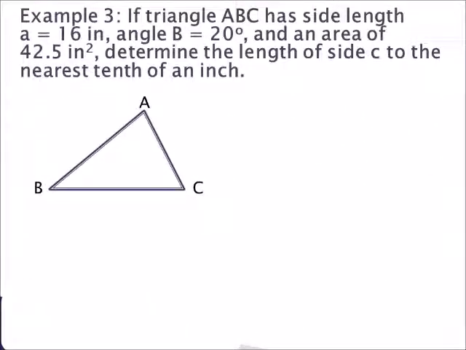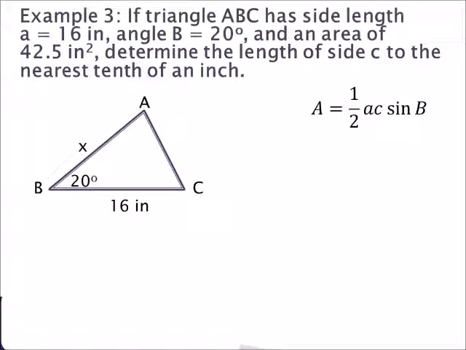Now let's look at example 3. If triangle ABC has side length A is equal to 16 inches, angle B is equal to 20 degrees, and an area of 42.5 inches squared, determine the length of side C to the nearest tenth of an inch. Again, one strategy that is useful is to draw a picture. Here, across from A is 16 inches, angle B is 20 degrees, and you are looking for side C.